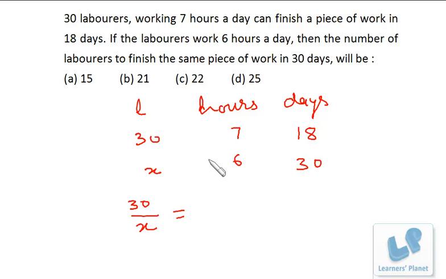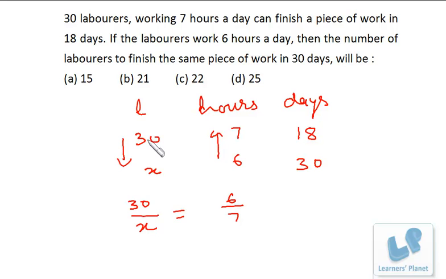Now what is the relationship between these two, that is number of workers and hours? Friends, if the work is constant, that means if the number of laborers is increased, number of hours will be reduced. That means if more laborers are there, we need fewer hours. Definitely laborers and hours will be in inverse relationship, or we can say there will be an inverse variation between these two. Okay, so if I write 30 by x, I would write 6 by 7. Okay, so this is in this order, this is in this order.